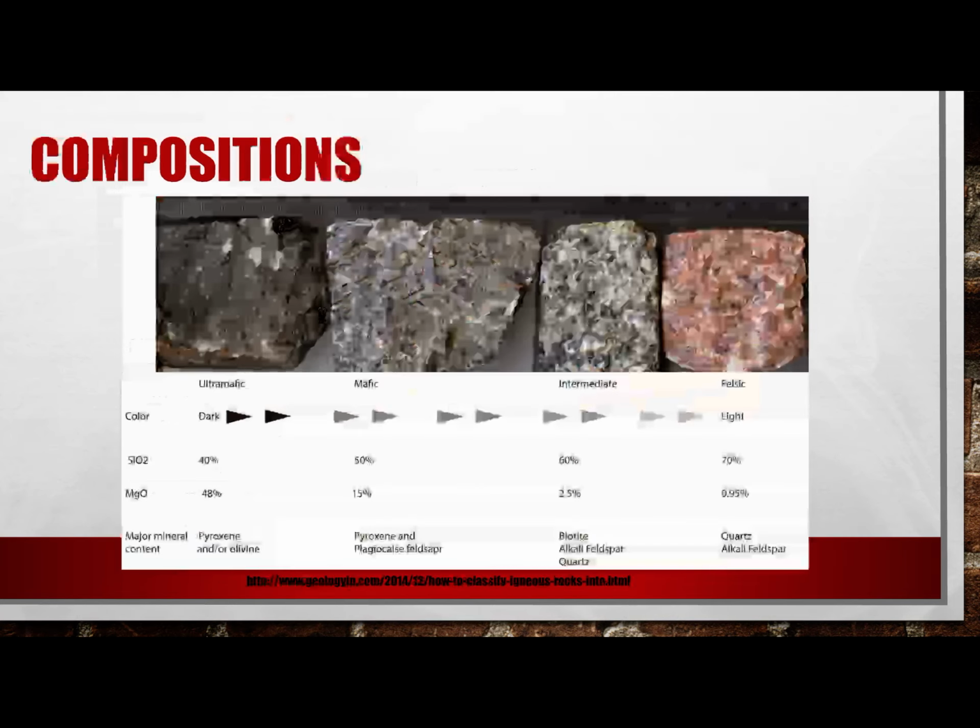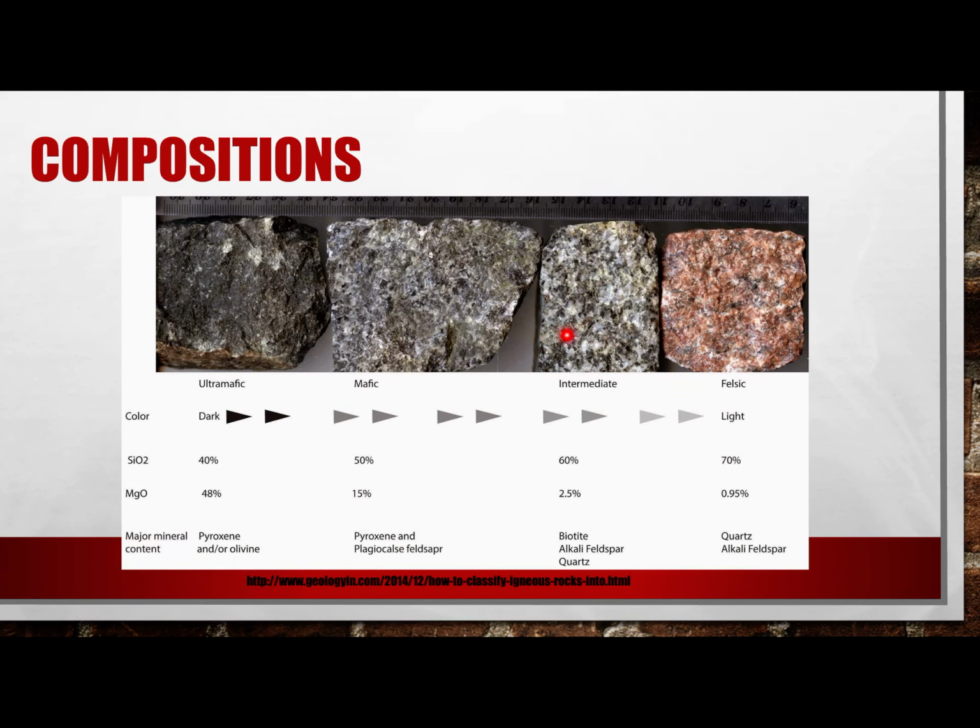You can also have an intermediate composition. This is the mix between the two. So there's a little bit of felsic and a little bit of mafic characteristics, and they're kind of in between. That's why they call it intermediate.